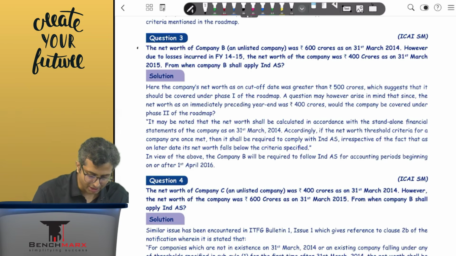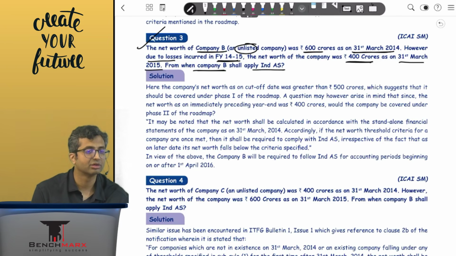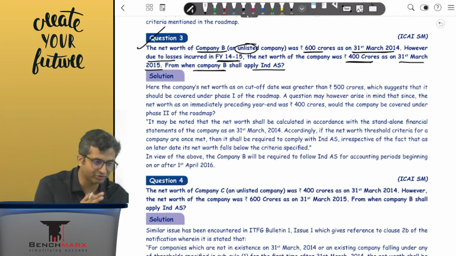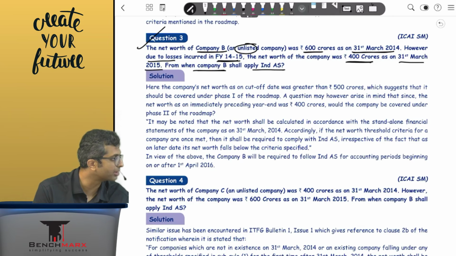Okay, next you have question number 3. The net worth of company B, which is an unlisted company, was 600 crores on 31st March 14. However, due to losses incurred in the year 14-15, the net worth went down to 400 crores as on 31st March 15. When will the company apply Ind AS? Does it matter that the net worth is falling? No. Can I say that I will look at the net worth as per 31st March 14? If it is crossing 600 crores, I don't need to look at net worth as per the last audited balance sheet. And hence, directly this will be applicable when?